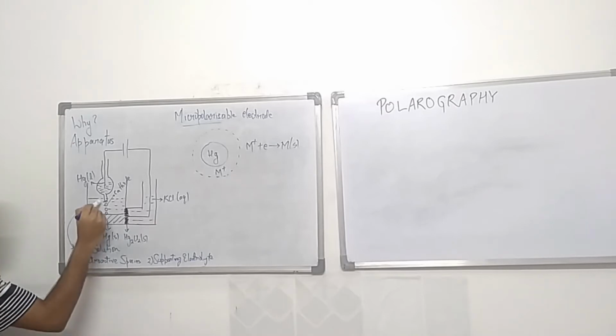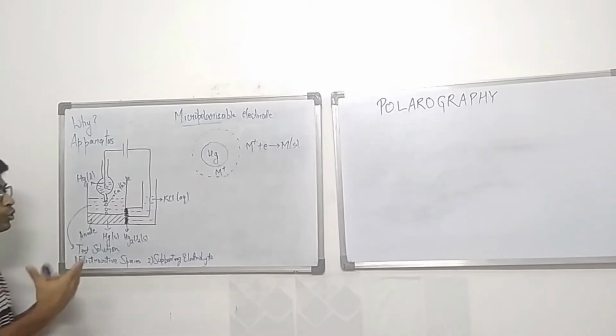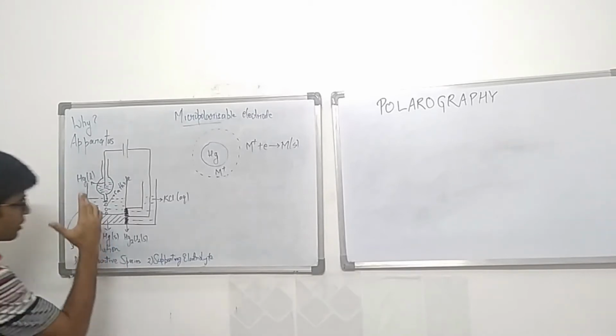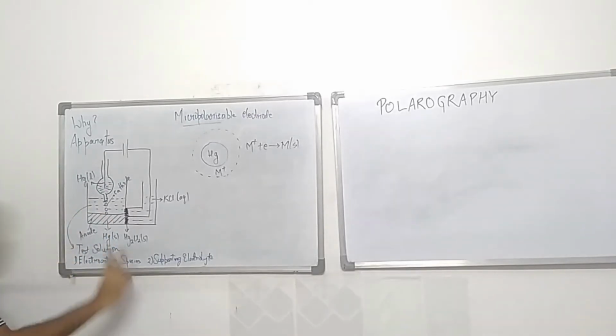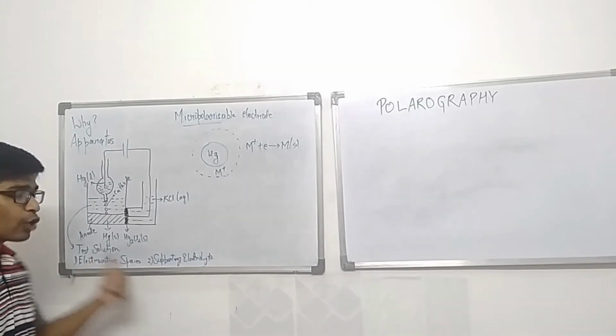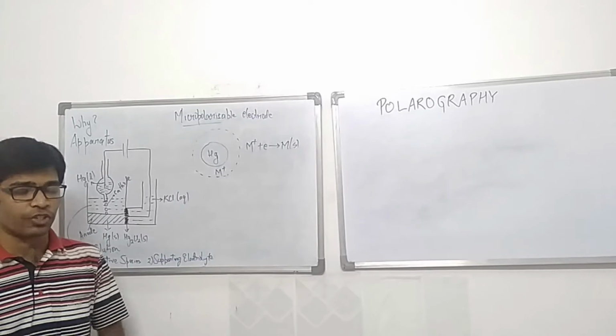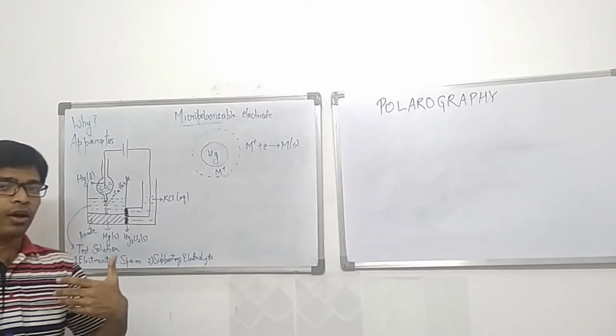Now, the solution which is present here, we expect the solution to contain the ions that are under investigation. But this solution is known as a test solution, which is comprised of two different solutions. First is the electroactive species. Electroactive species means the species or the ions under investigation, which we want to identify, which you are observing.